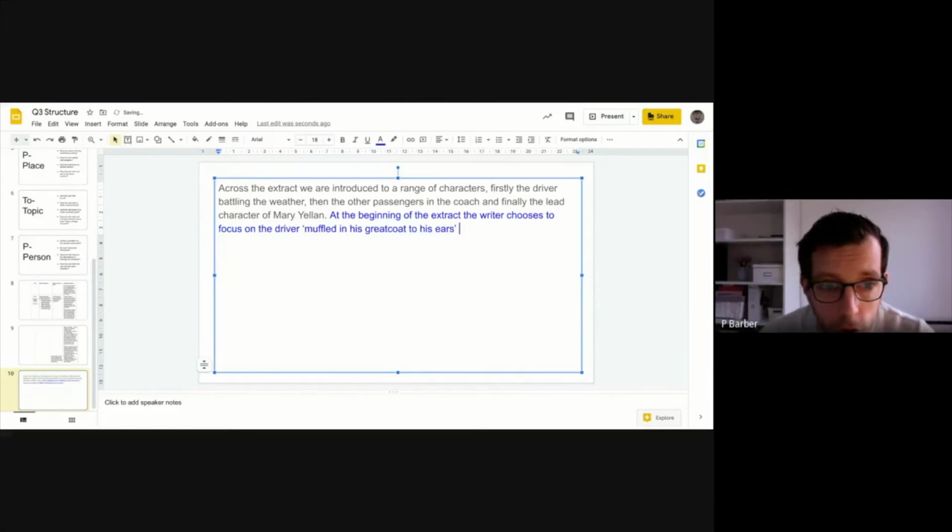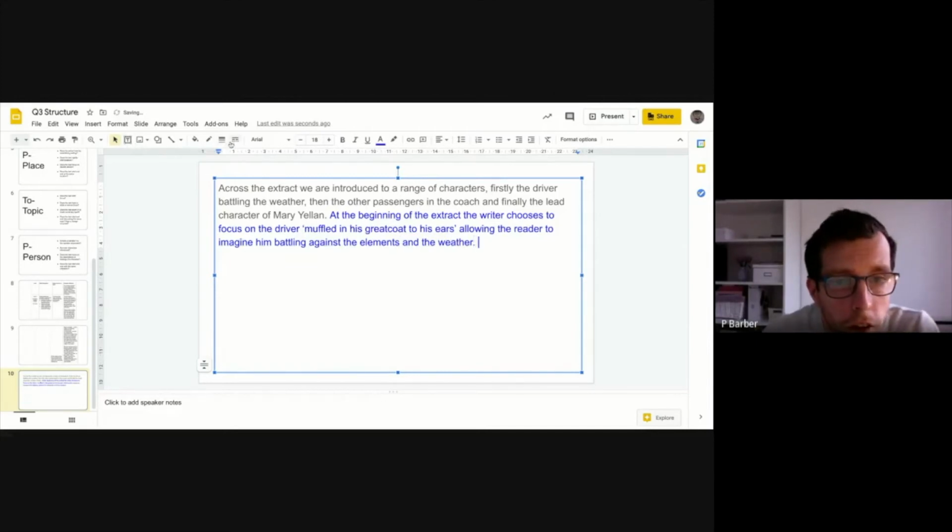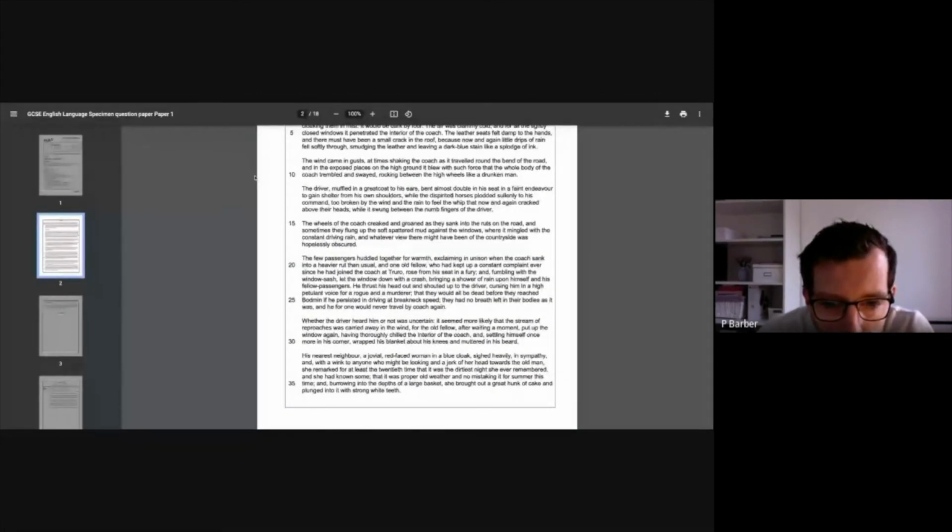At the beginning of the extract, the writer chooses to focus on the driver muffled in his greatcoat to his ears, allowing the reader to imagine him battling the weather. Then to change it, we need to look at a second bit of extract from the middle where it's the other passengers. So if I'm looking here, we could potentially look at a jovial red-faced woman in a blue cloak sighing heavily in sympathy. Okay, so this one I'm going to focus on in my next bit.